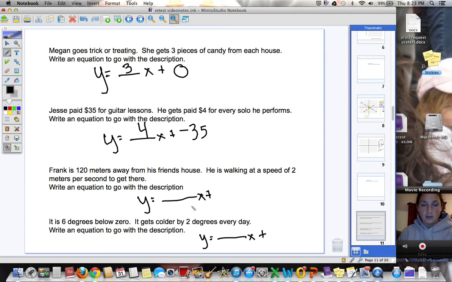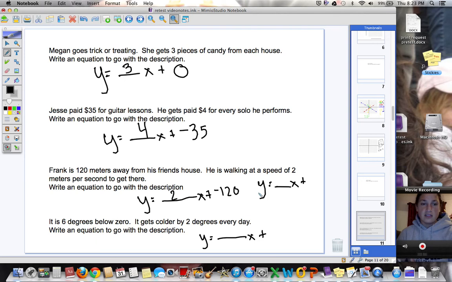Frank is 120 meters away from his friend's house. He's walking at a speed of 2 meters per second. I'm going to accept 2 answers for this, depending on how you're looking at it. So if you're thinking that you're 120 meters away, away would mean a minus. You're away from it, but then you're walking towards it at a speed of 2. So this is minus and this is a plus.